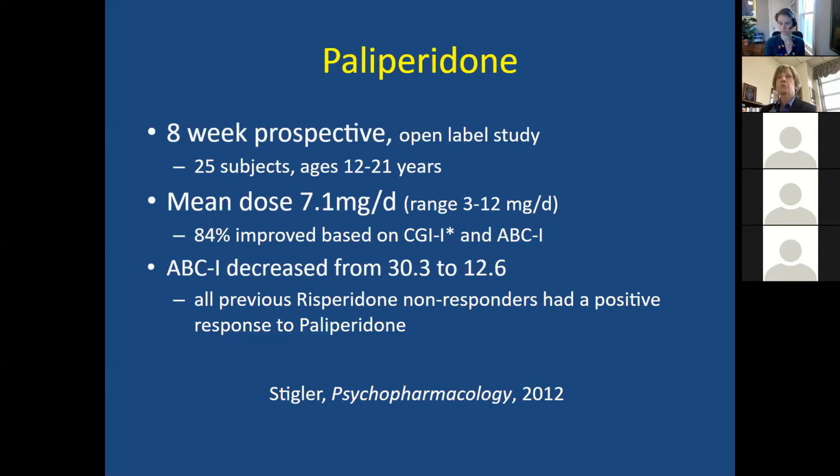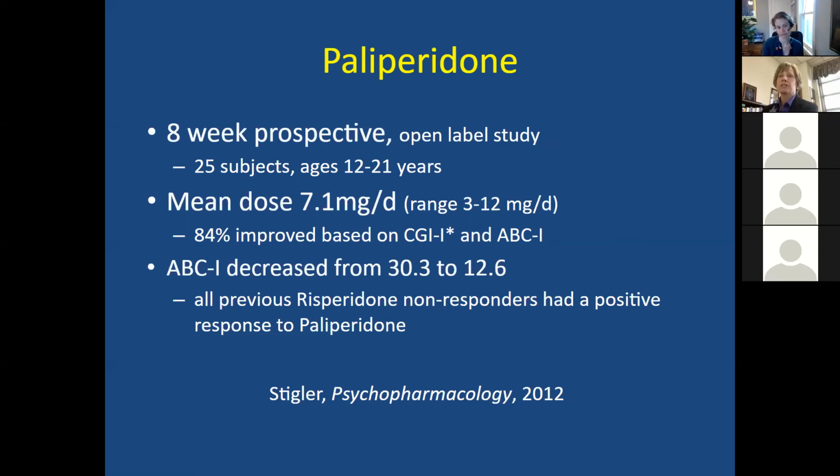Paliperidone, similar to risperidone, can also be beneficial. So that's the short answer to this slide. We have time for questions, but the mean dose is about 7 milligrams. That particular medication is dosed in a 1.5, a 3, a 6 milligram, and a 9 milligram tablet. I've had kids throughout the dose ranges and they have done well on this medication.